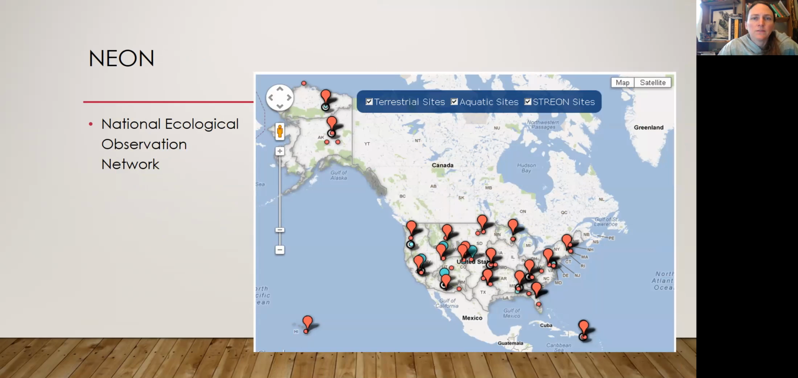Because of this long history of long-term research, we've been able to learn a lot about how ecosystems work. And in 2006, we established the EON, the Evergreen Ecological Observation Network, which is 40 plots that we can use to measure long-term changes in forest ecosystem processes here on campus.